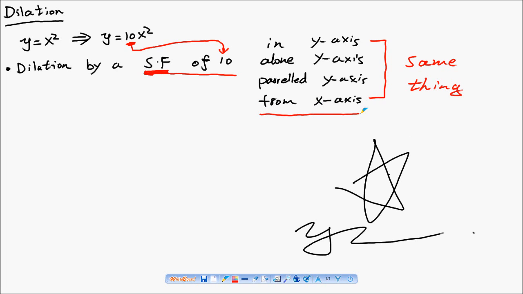This actually happened in the year 12 final exam. In a multiple choice question, the examiner described the dilation by words using from x-axis and asked you to write down the new equation of the function, and a lot of students get confused with that, and they get a wrong answer. So it's very important to know in, along, parallel to y-axis is the same as from x-axis.